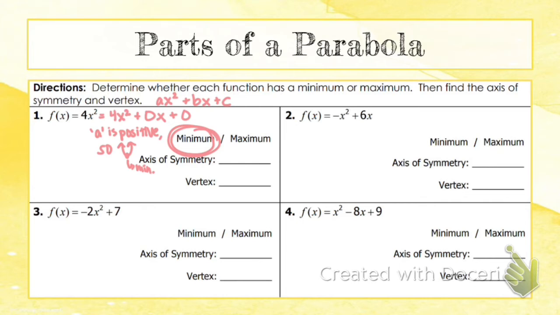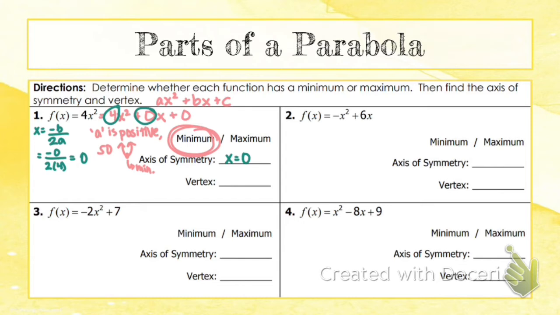Now we want to find our axis of symmetry. To do that, let's use a different color. The axis of symmetry is x equals negative b over 2a. So b is 0 and a is 4. So we have negative 0 divided by 2 times 4. Well, 0 divided by anything is just 0. So this axis of symmetry is x equals 0.